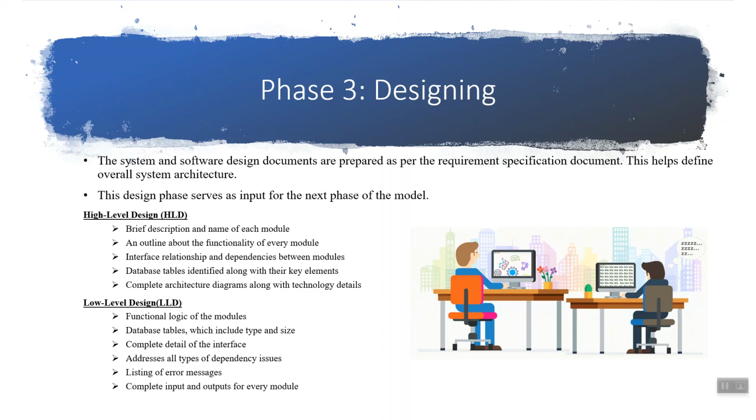In low level design document, functional logic of the module, database table which includes type and size, complete details of the interface, addresses all types of dependency issues, listing of error messages, complete input and output of every module is given in low level design documents. So this is the third phase of software development life cycle.